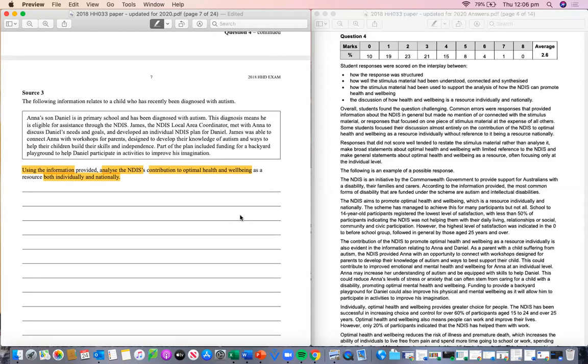James was able to connect with Anna with workshops for parents designed to develop their knowledge of autism and ways to help their children build their skills and independence. Part of the plan included funding for a backyard playground to help Daniel participate in activities to improve his imagination.